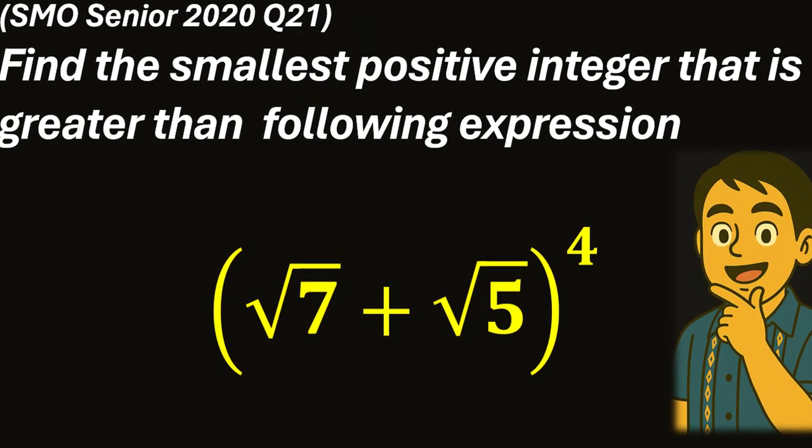This question is from the Singapore Mathematical Olympiad, Senior Section, 2020, question 21. Find the smallest positive integer that is greater than the value of (square root 7 plus square root 5) raised to the power of 4.